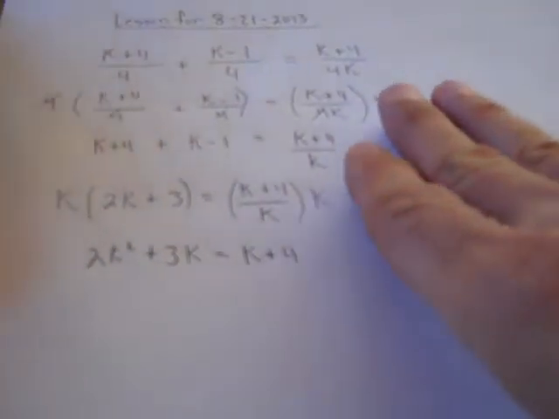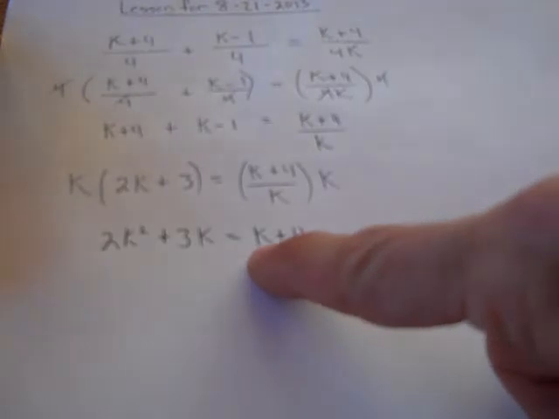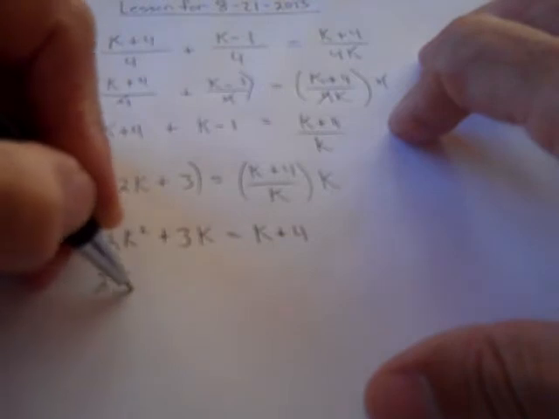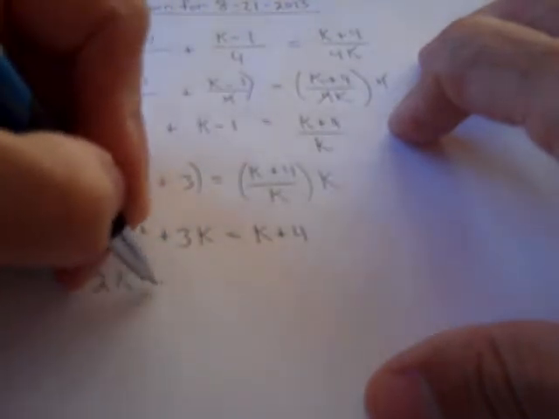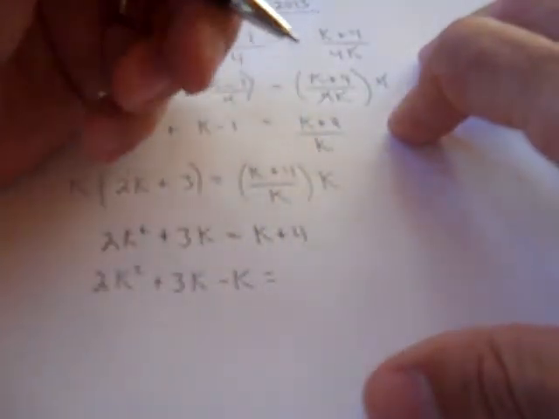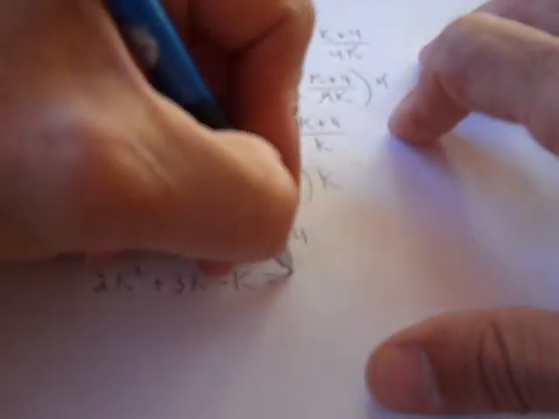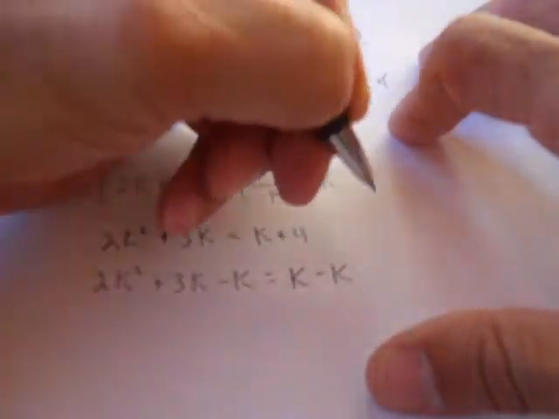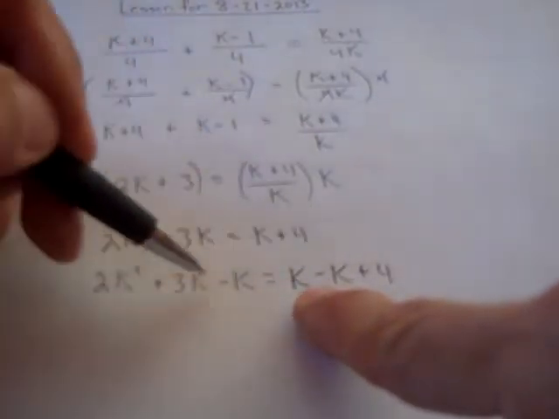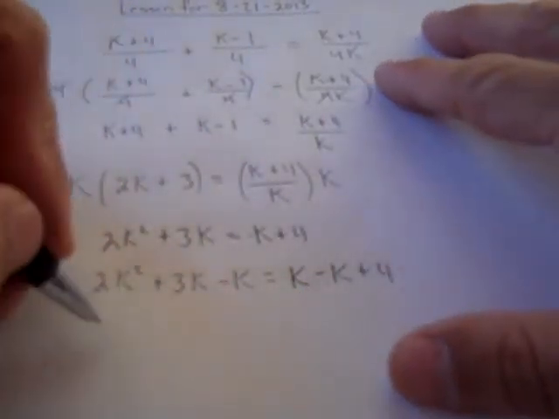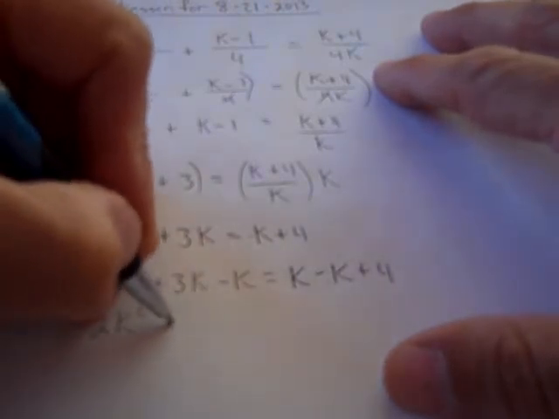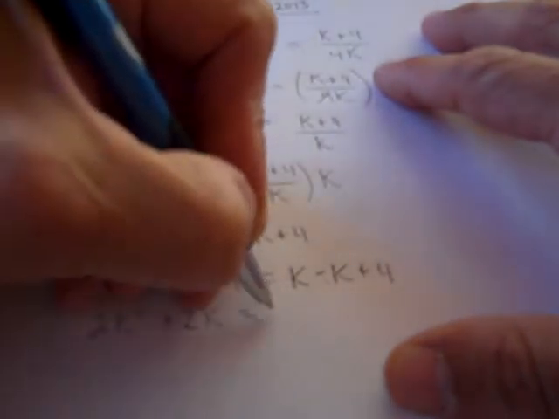Now I'm going to subtract K from both sides. So now I have 2K squared plus 3K minus K equal to K minus K plus 4. On the right hand side I subtracted K, and I also subtracted it from the left hand side. So now I simplify my equation: 2K squared plus 2K equal to 4.